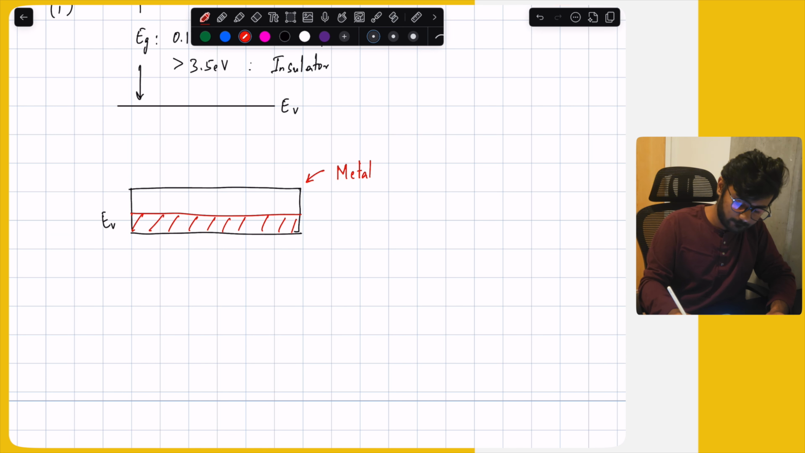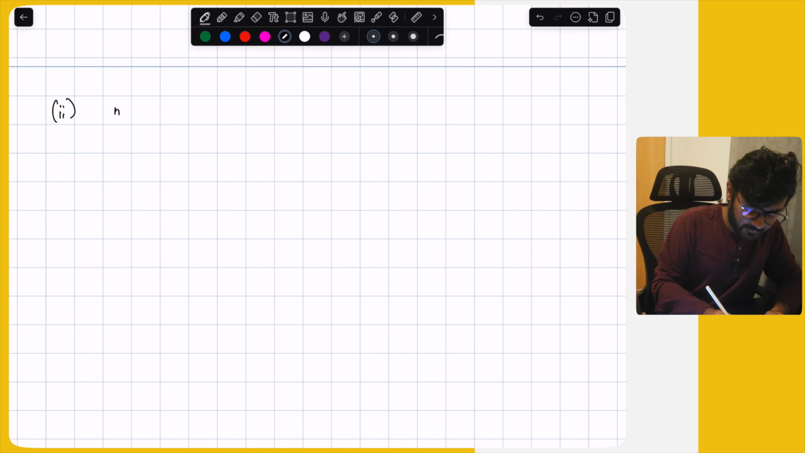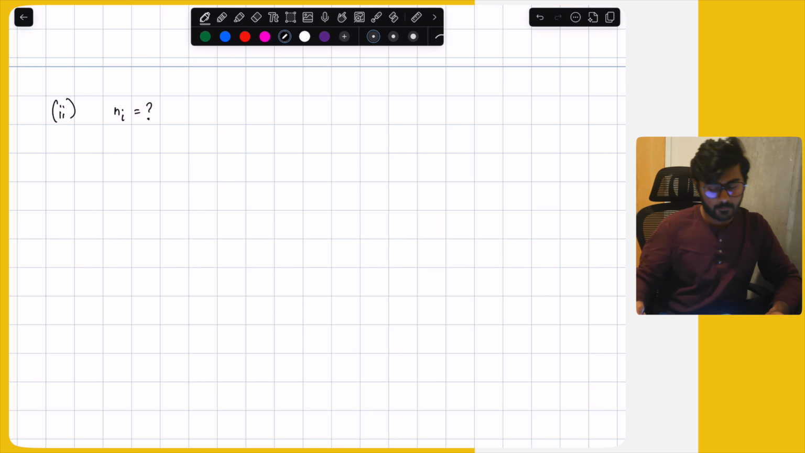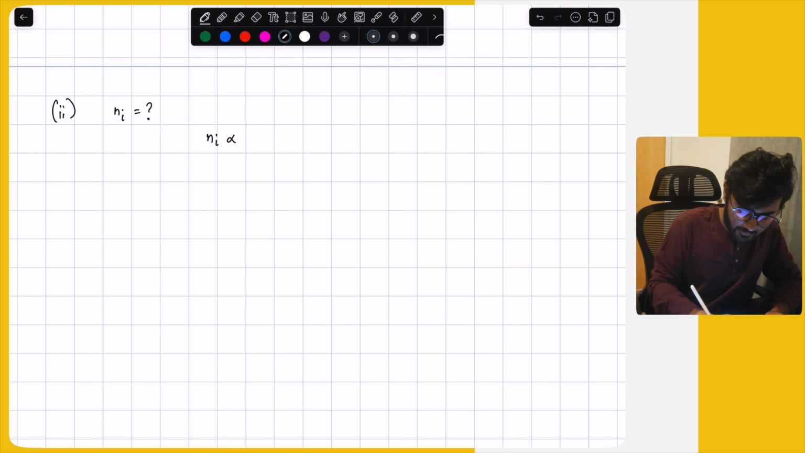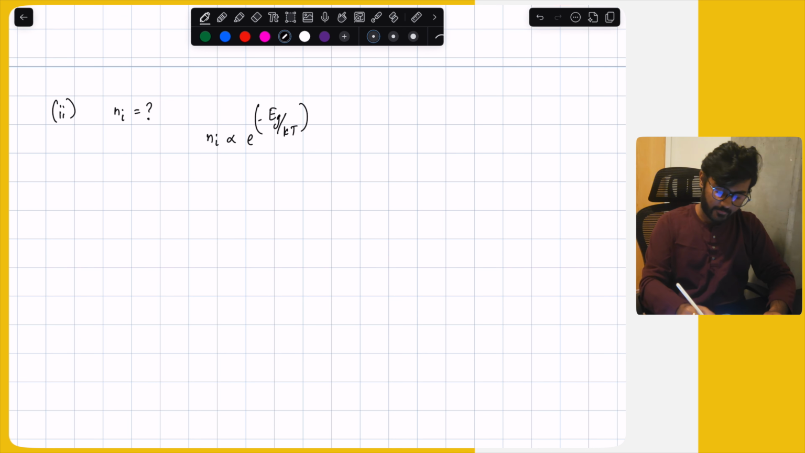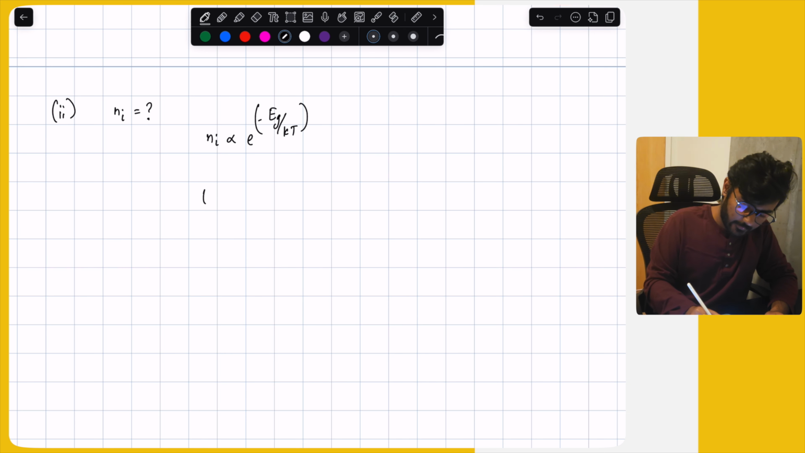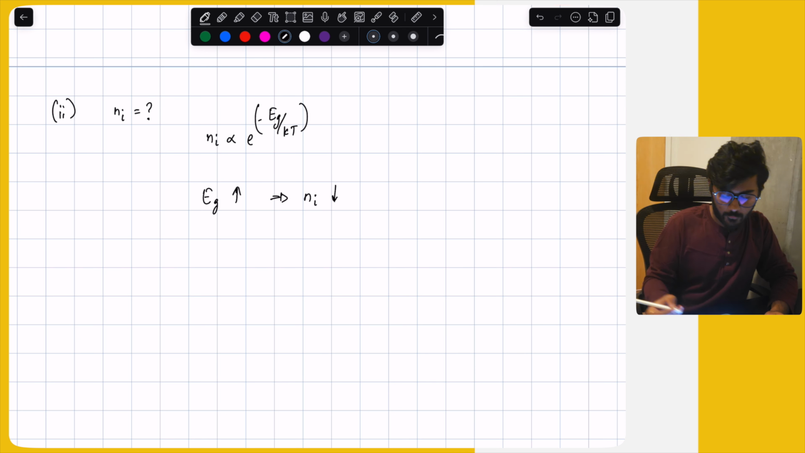Alright. The second piece of information is the intrinsic carrier concentration of the material. That is the default carrier concentration of the material without any doping. Mathematically, Ni is directly proportional to e to the power minus Eg by kT, where Eg is your band gap, k is your Boltzmann constant, and T is your temperature. What this means is, if your band gap is higher, your intrinsic carrier concentration is lower. On the other hand, if your band gap is lower, your Ni is higher.